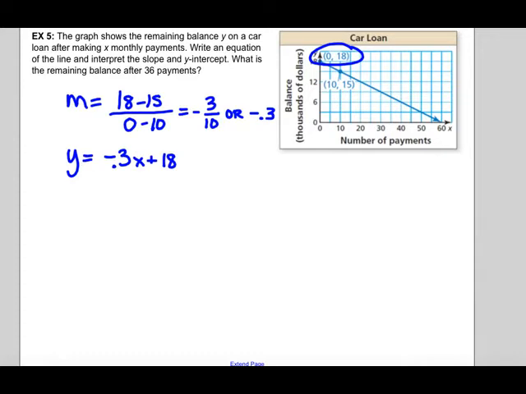Okay? So it is thousands per payments, 10 payments. So you're going to lose 3,000 for every 10 payments. Okay? You're going to lose 3,000 per every 10 payments. Or you could say you're going to pay off 3,000 every 10 months.